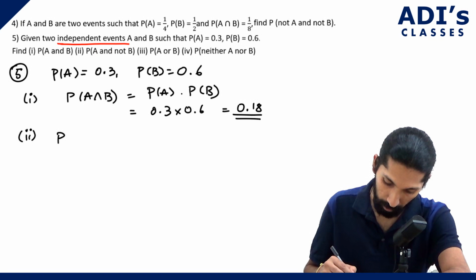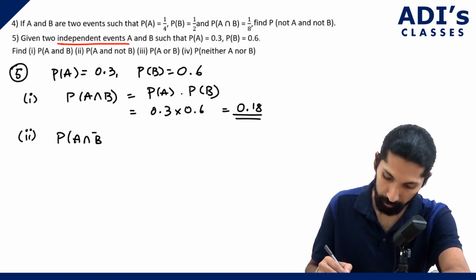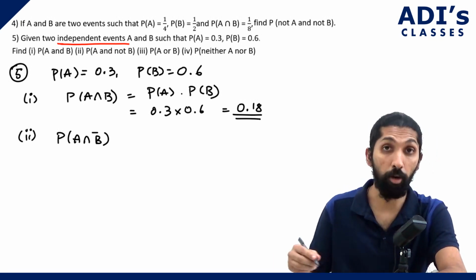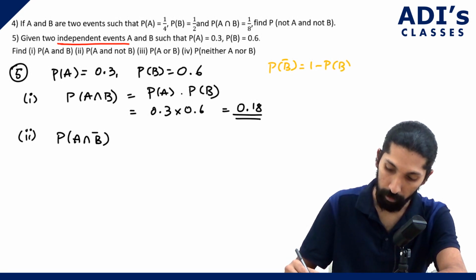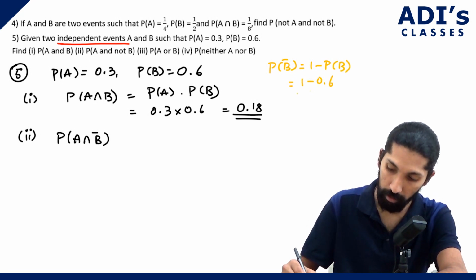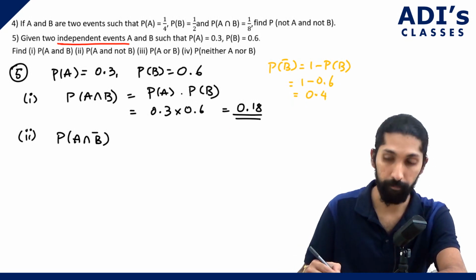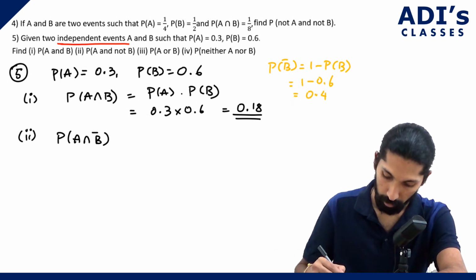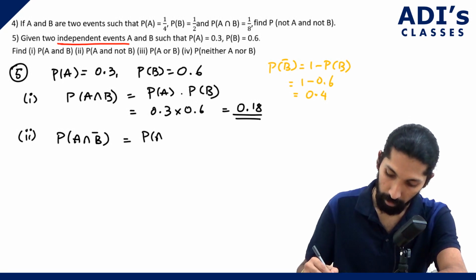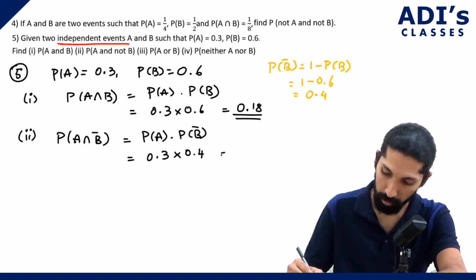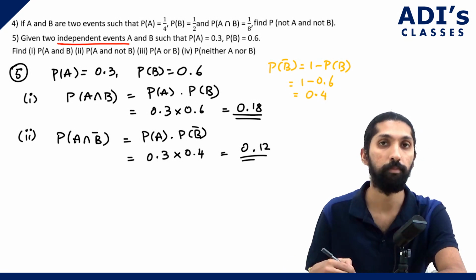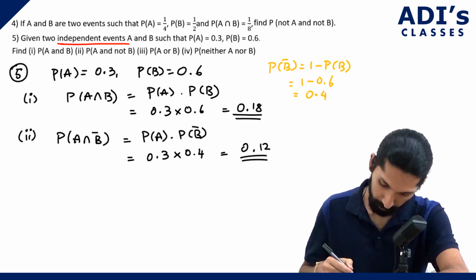So P of A and B complement. First, let's do P of B complement. For that, P of B complement is 1 minus P of B. That's 1 minus 0.6, 0.4. Since it is 0.4, this is going to be P of A into P of B complement. That's 0.3 into 0.4, which is 0.12. Fair enough? See the third part.